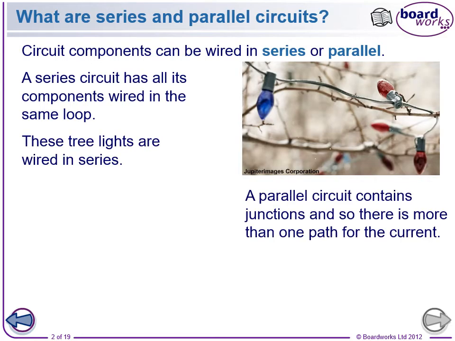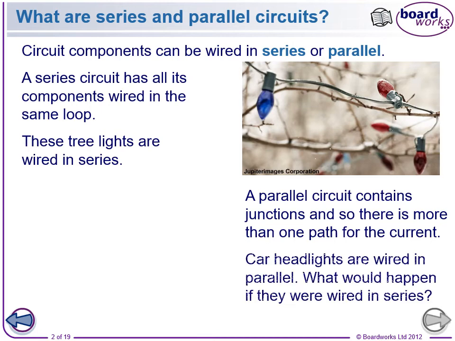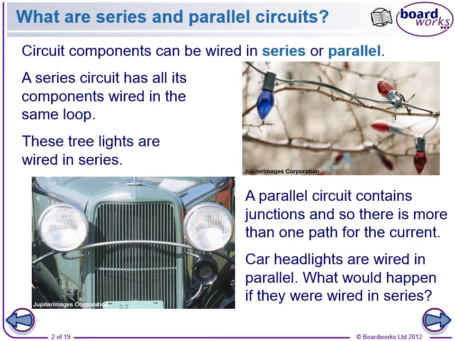So a series circuit has all its components wired in the same loop. So what that means is, I'll just draw quickly, we have a circuit like that with a couple of resistors in it. So that's a series circuit. Our current goes through each resistor. It has no option. There's no branching paths. That's a series circuit. So those are two resistors wired in series.